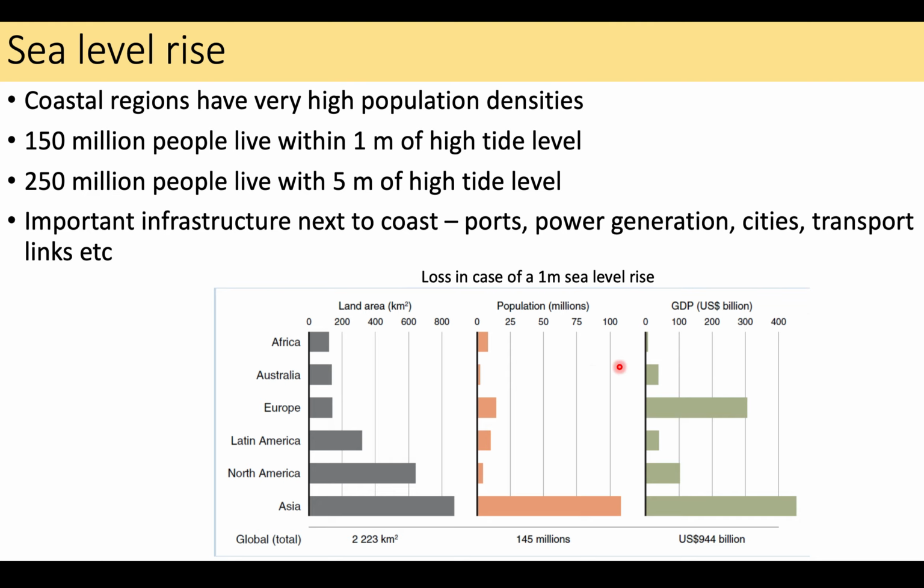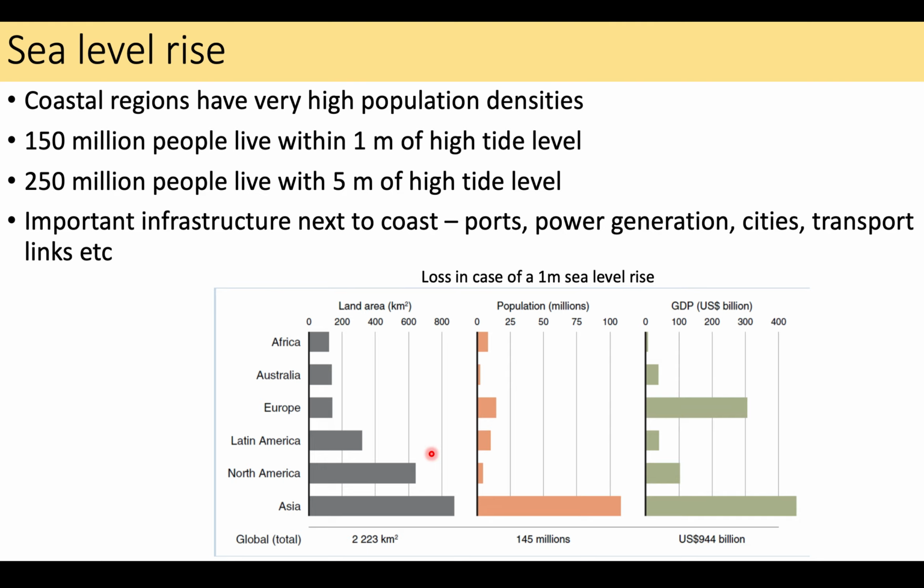So this is a graph of loss in the case of 1 meter of sea level rise. So loss of population, loss of land area, and loss of GDP in US dollars. So Asia would lose the most land area, as well as displace the most people, and it would be the costliest. We can see North America here. We are second in losing land area.